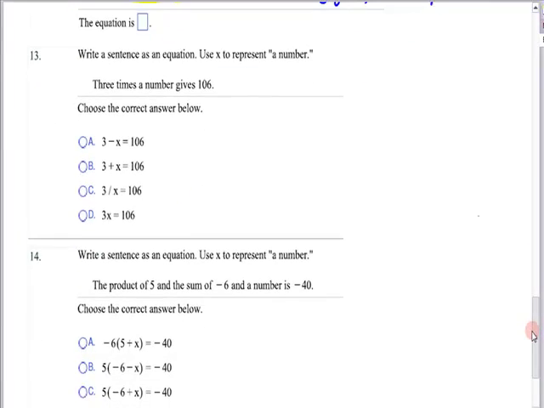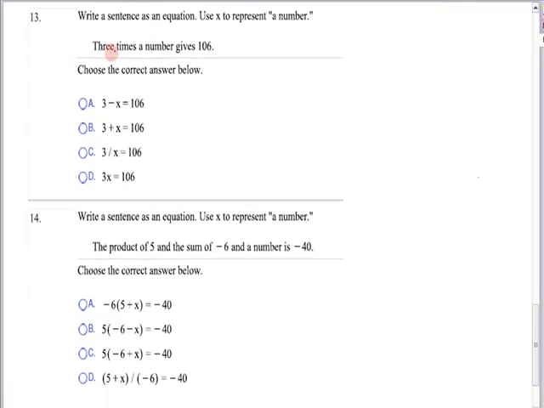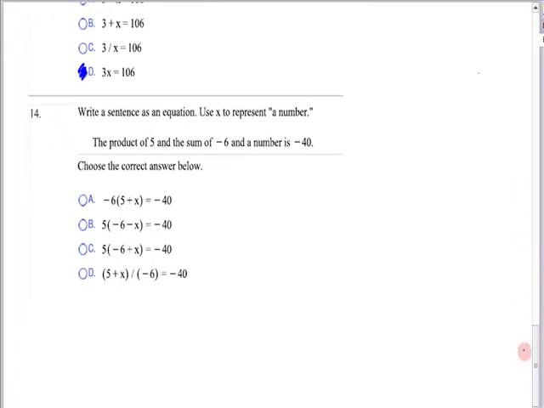All right, 13. 3 times a number gives 106. 3 times a number is 3x, gives 106. And that looks like choice D. And this is our last translation.